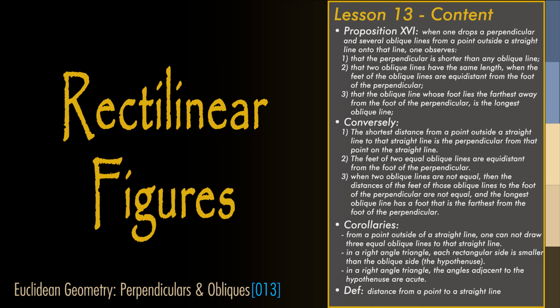Hi, welcome to the Euclidean Geometry 101 course. We will show an important proposition about perpendiculars and oblique lines and a few corollaries. We will end this chapter with the definition of distance from a point to a line.